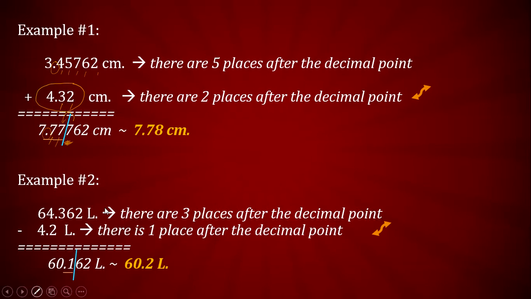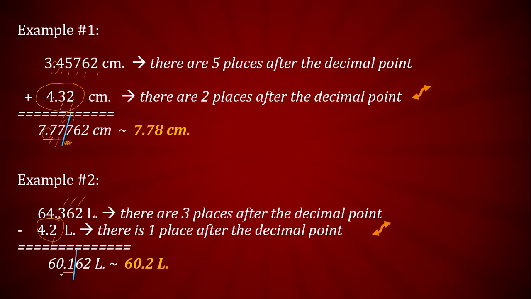Example number 2. This time, let's do subtraction. You have 64.362 liters minus 4.2 liters. The calculated answer or difference for this is 60.162 liters. This is what I got from the calculator. Now let's determine which of the two we will follow to finalize your answer. Here I see that there are 1, 2, 3 places after the decimal point, and in the second measurement I only see 1. So between these two, our basis should be 4.2.